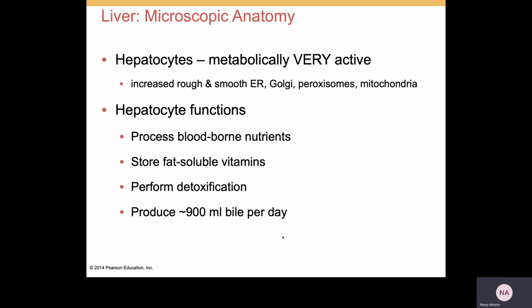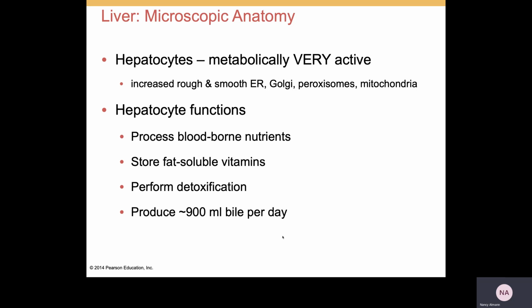The hepatocytes are the most metabolically active cells in the body. They're going to have a lot of both rough and smooth endoplasmic reticulum. They're going to have a lot of Golgi bodies. They'll have a ton of mitochondria. They'll have a ton of peroxisomes. And what are their functions? This would be a good thing to know, hint, hint.